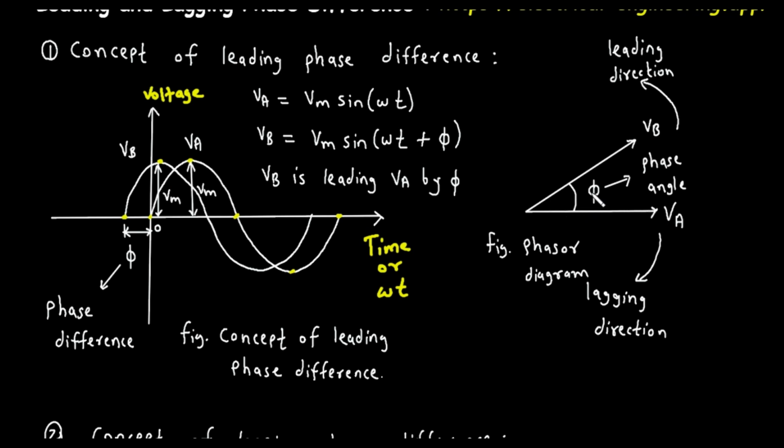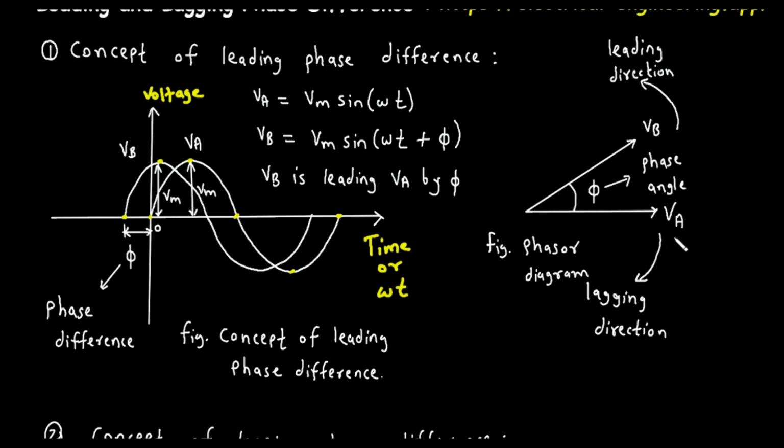Next, we need to draw the phasor for V sub B. We know that V sub B is leading V sub A by an angle of phi. In the world of phasors, the leading direction is always counterclockwise. So, we draw the V sub B phasor rotated counterclockwise from the V sub A phasor. The angle between these two phasors is exactly our phase difference, phi. The diagram helpfully includes arrows to show this. The arrow curving counterclockwise is labeled leading direction, and the arrow curving clockwise is labeled lagging direction.